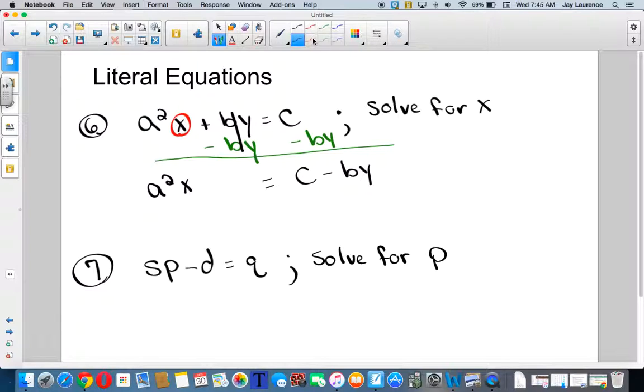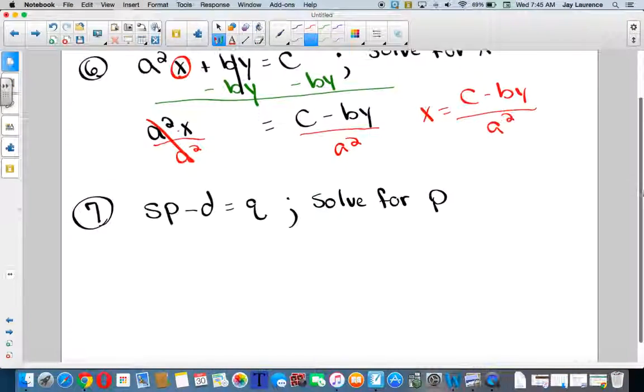Now, x is not alone. What's keeping the x from being alone? An a squared. How are they attached? Multiplication. So I'm going to divide by a squared. I'm going to divide by a squared. These will cancel. My solution will be x equals c minus by over a squared, just like with numbers.